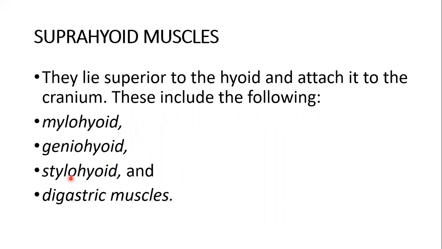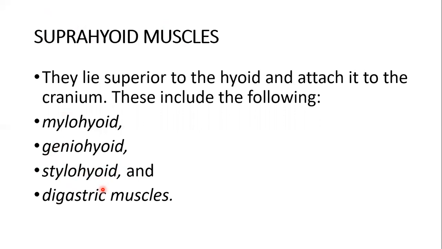Then the stylohyoid gets its nerve supply from the facial nerve, right? It comes from the pre-parotid part of the facial nerve. It gives a branch to the stylohyoid before it enters the parotid gland. So that is known as the branch to the stylohyoid, which is a pre-parotid branch of the facial nerve, cranial nerve 7. And then the digastric, both bellies have different nerve supplies.